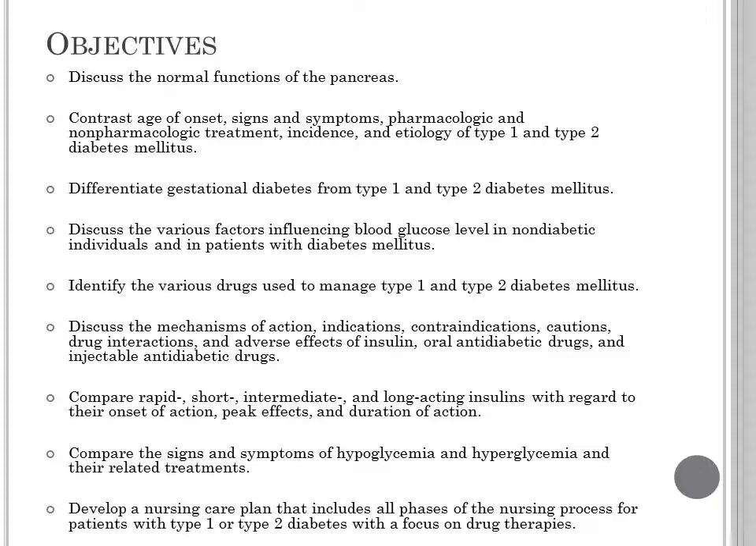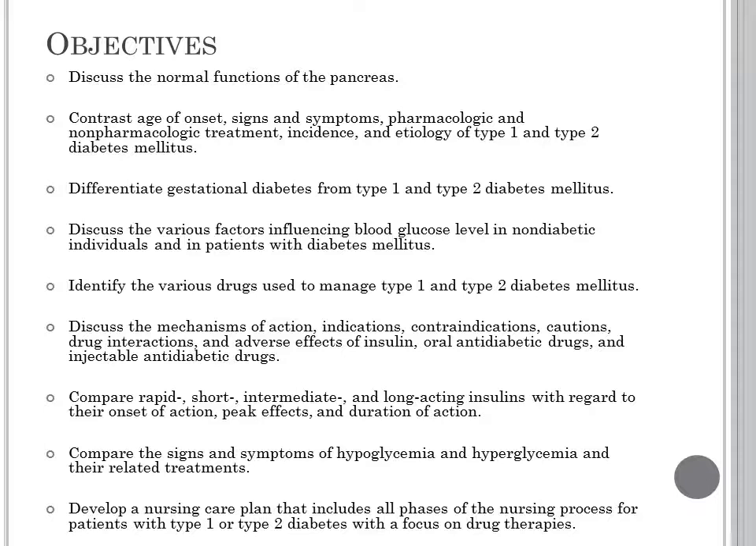Contrast the age of onset, signs and symptoms, treatment, incidence, and etiology of type 1 and type 2, because they are a little bit different. And then, taking that one step forward, differentiate gestational diabetes from type 1 and type 2. Discuss the various factors influencing blood glucose level in non-diabetic individuals and in patients with diabetes. For example, stress can sometimes increase blood sugar in patients who are not diabetic.